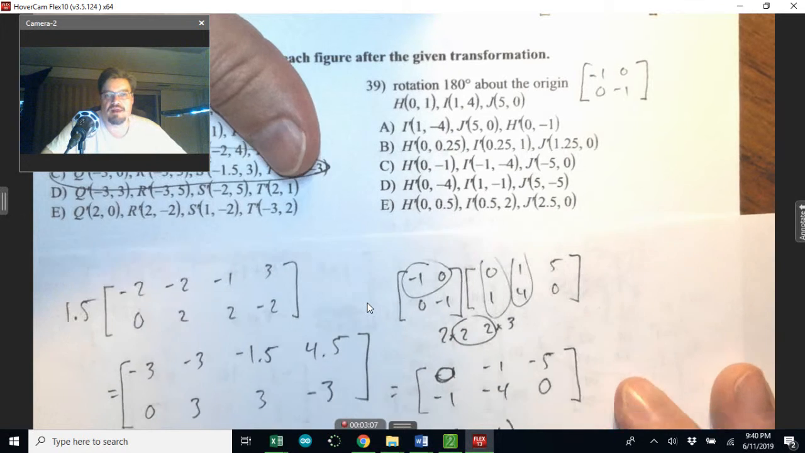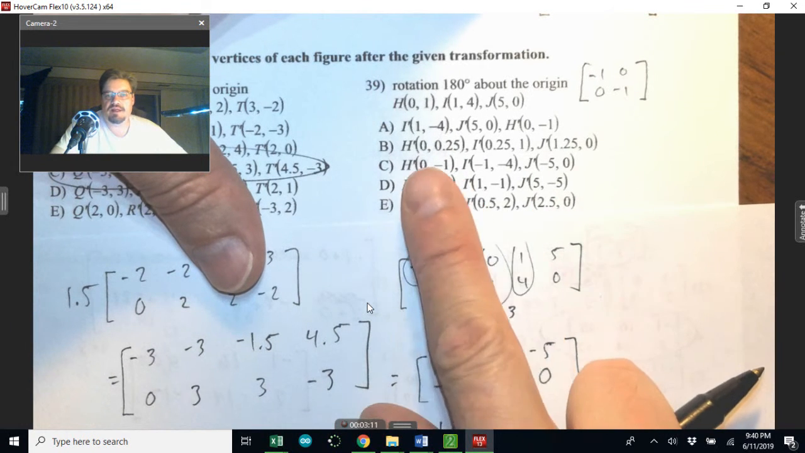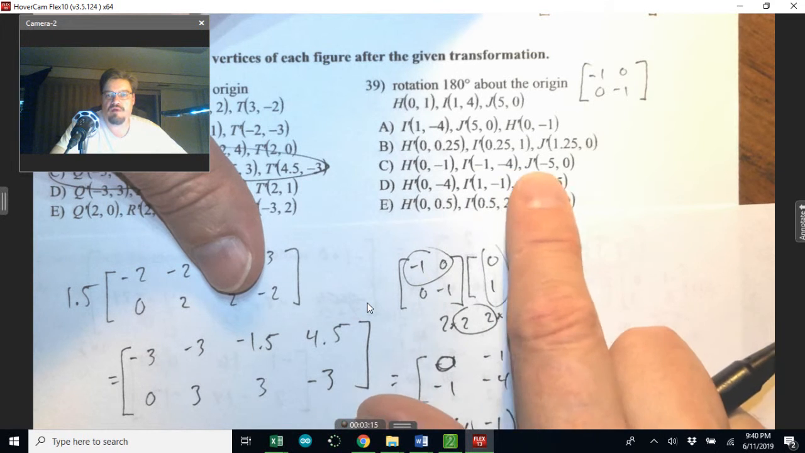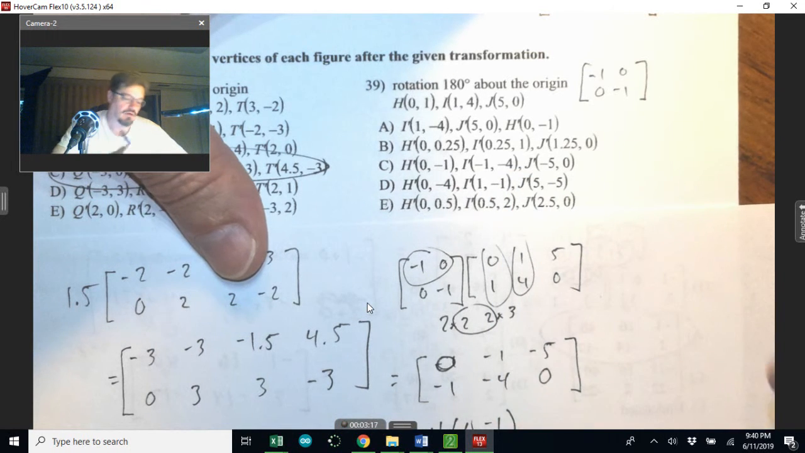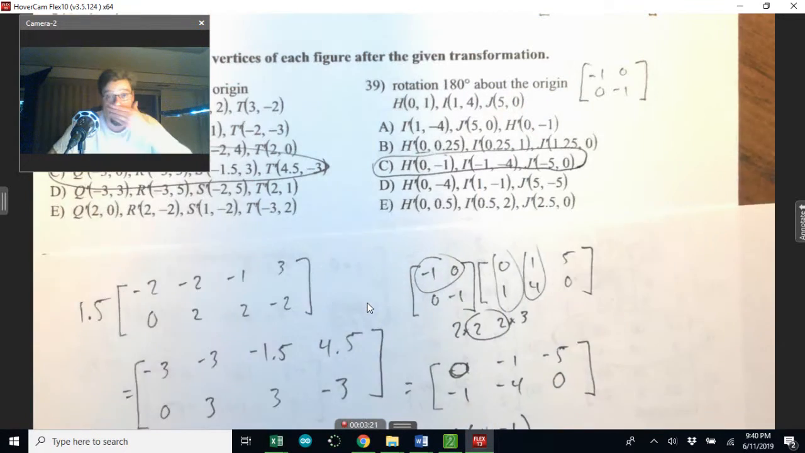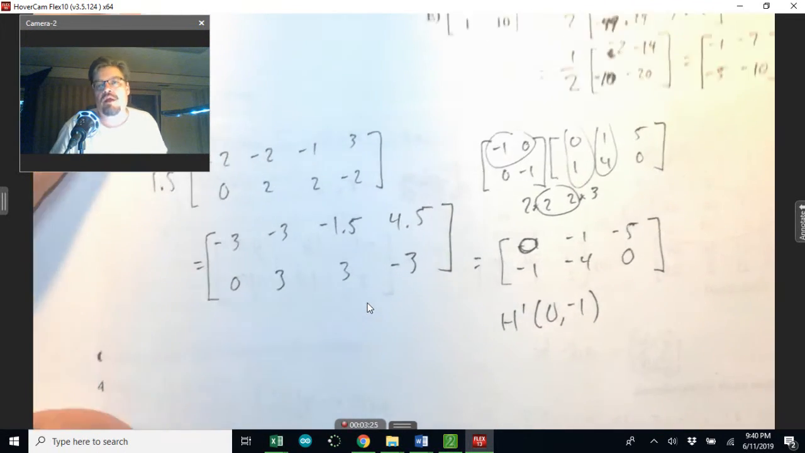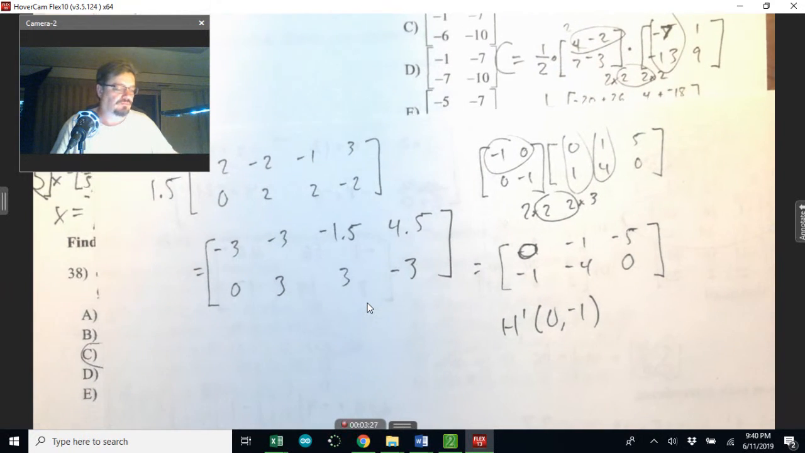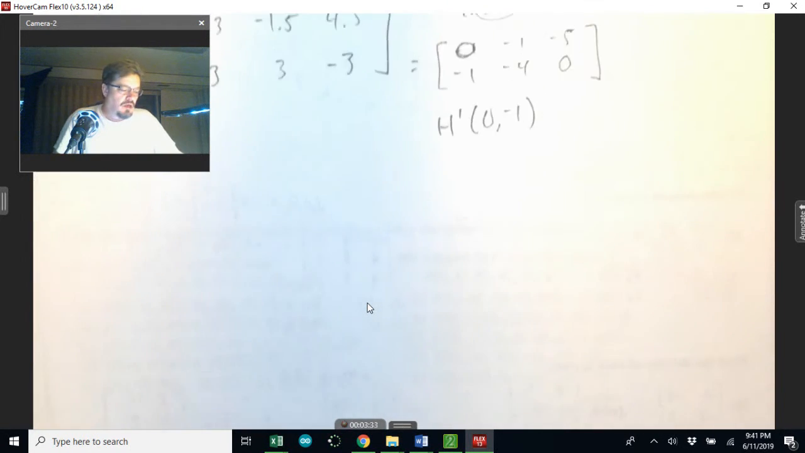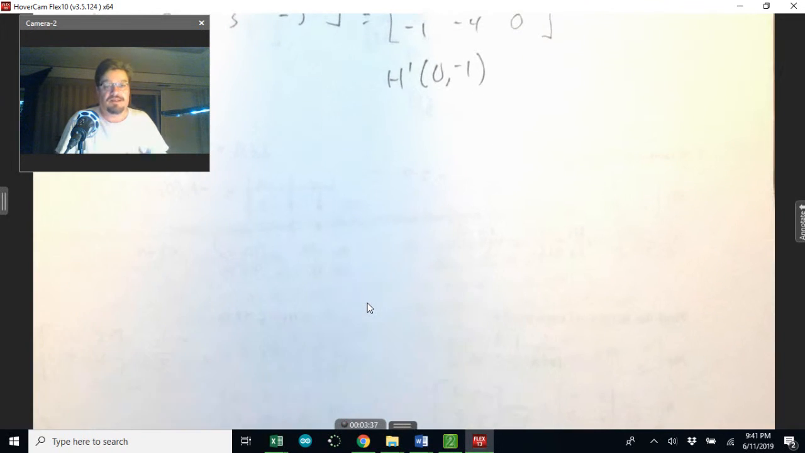Okay, so let's look for that. Find it right there. We're going to get H prime negative 1, negative 4. Yep, and then J prime is negative 5, 0. Okay, so it looks like it's this one right here. So there'll only be 2 of them, and I don't care if you use a calculator for it. Just be careful. We'll get into the calculator in just a second. No, we'll do it right now, since this is kind of short.